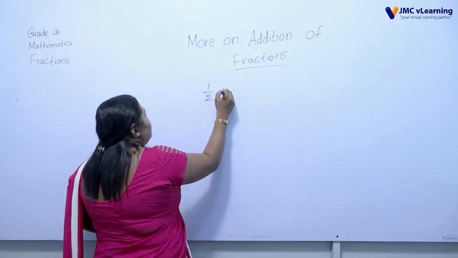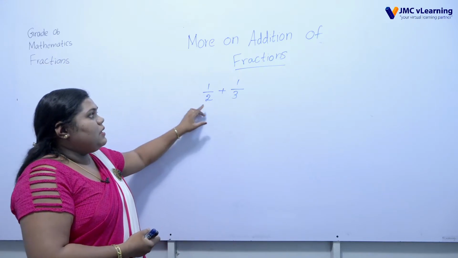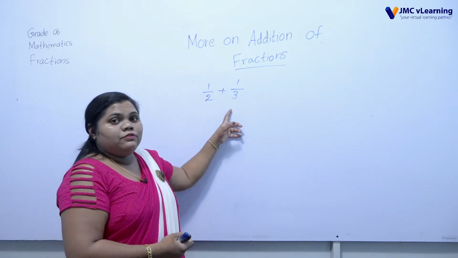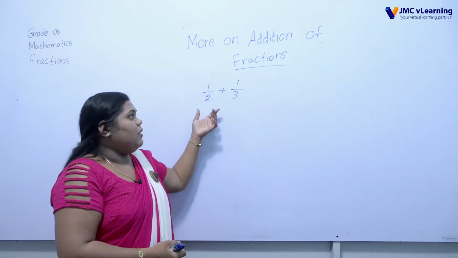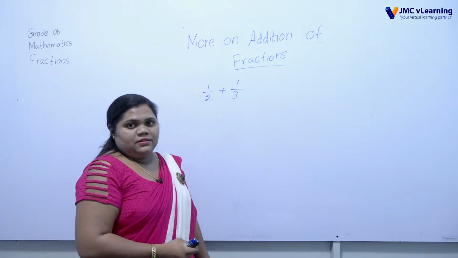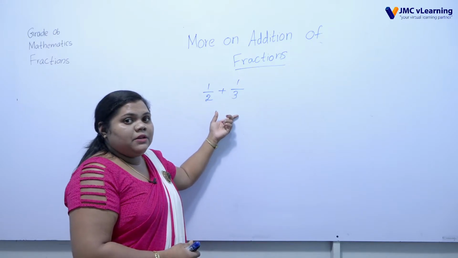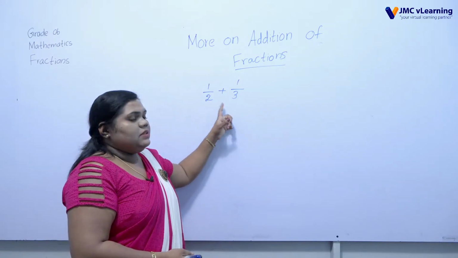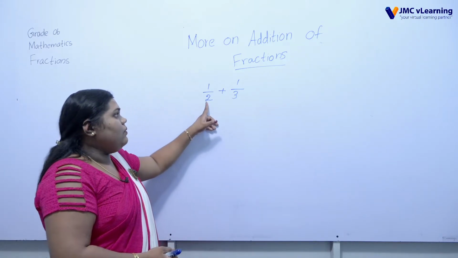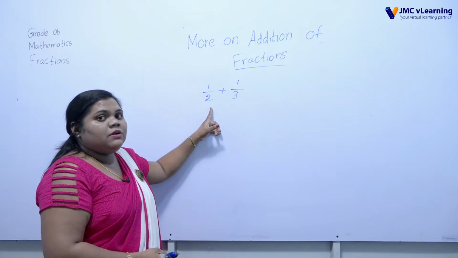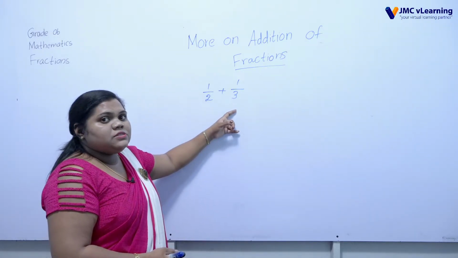Now look at these fractions. 1 out of 2 and 1 out of 3. So how can we add these two fractions together? Earlier there were the same denominators. Now they have two different denominators. So what do we want to do here? Okay, first we want to get the same denominator. It means we want to find the LCM of 2 and 3.